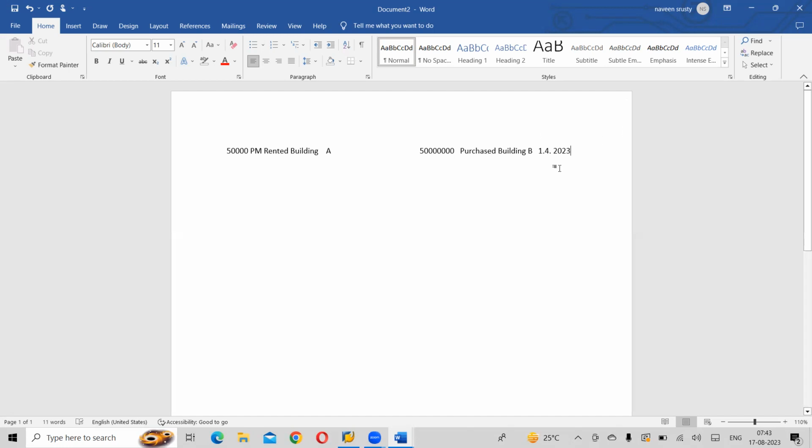Now, is this clear? What do you mean by fixed assets? The assets which are purchased for longer use are considered fixed assets. Then current assets, for example: sold goods to Y on credit, 50,000 rupees.